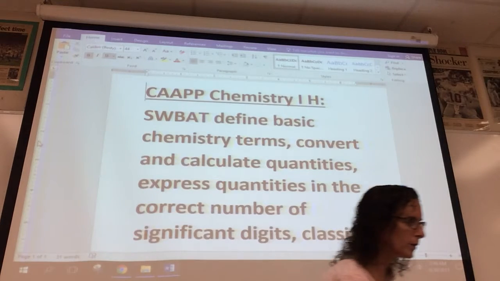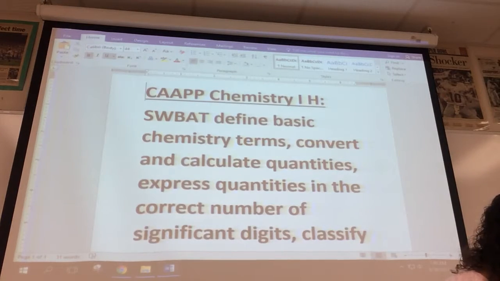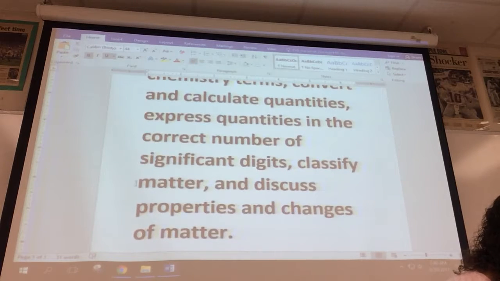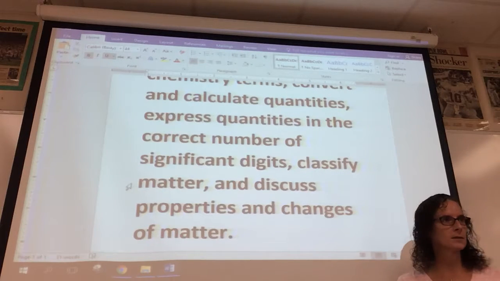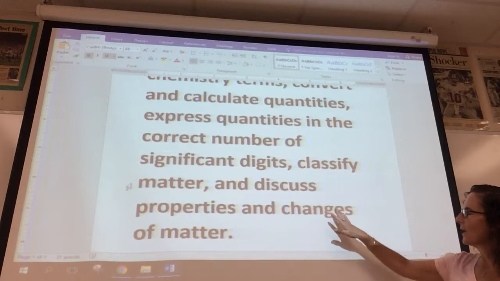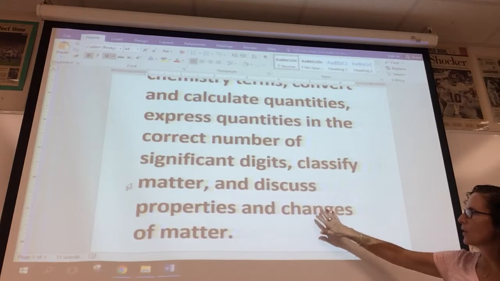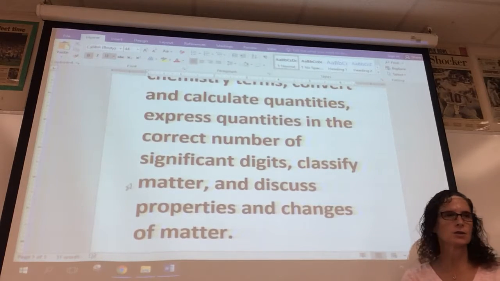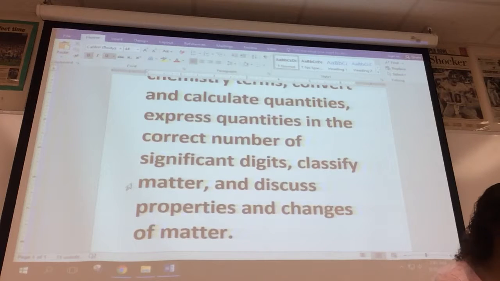And today, in a two-part lesson, we're going to classify matter: elements, compounds versus mixtures. Then in the second half of the lesson, we'll discuss properties and changes associated with matter. That will end our very large chapter 1, and you'll be tested out next week.